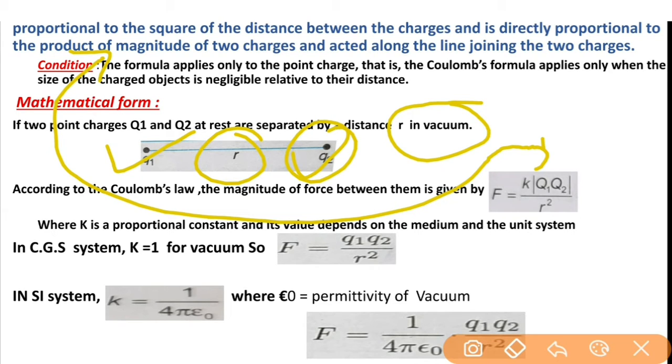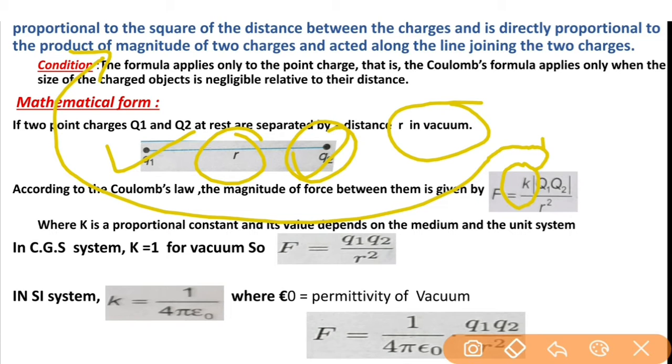Coulomb says that the force, that is the attraction or repulsion force, is inversely proportional to the square of the distance between the two point charges and directly proportional to the product of the magnitudes of the two charges. Here k is the proportionality constant, which depends on the medium and the unit system. So k is different for different unit systems and different media.